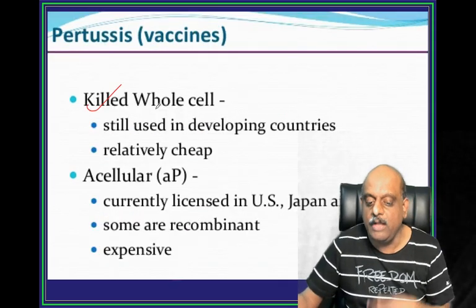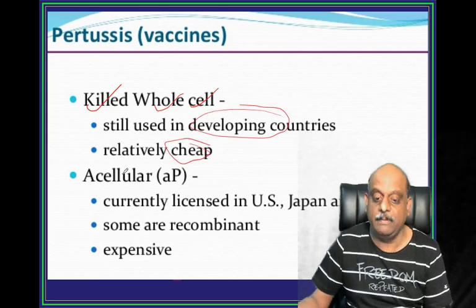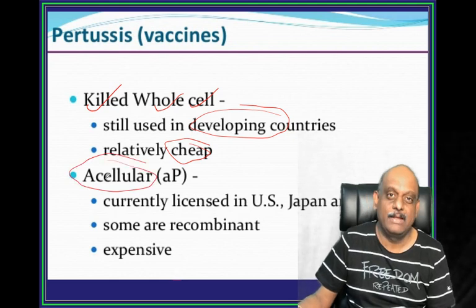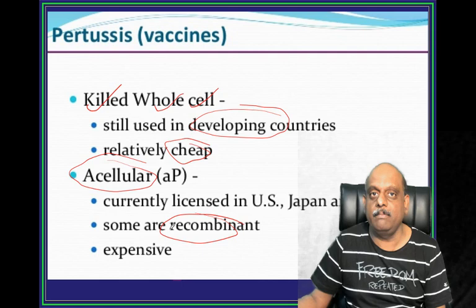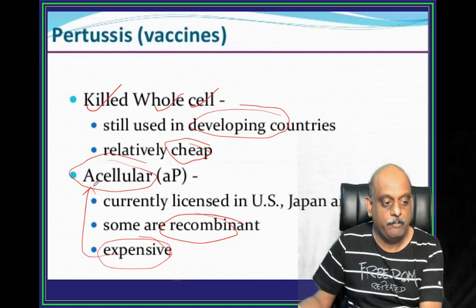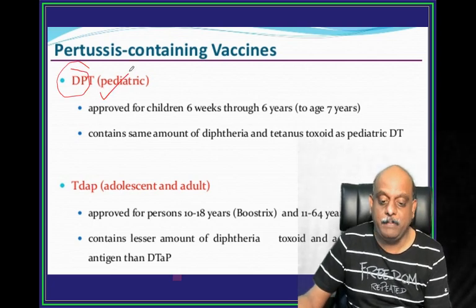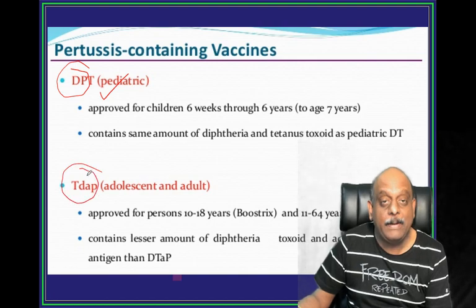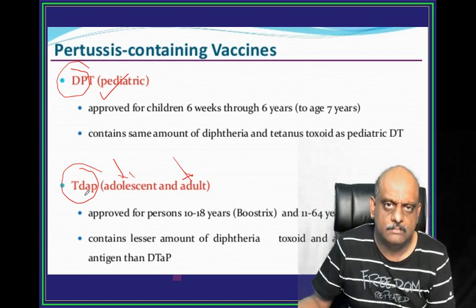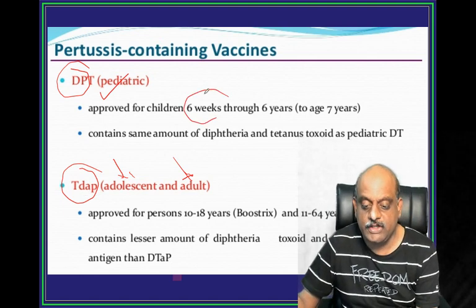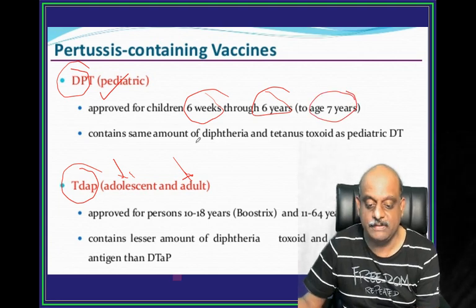So you have a killed whole cell, still used in developing countries, relatively cheap. Then acellular and even recombinant. Only thing is, it is a little expensive for the pocket. So DPT is pediatric, TDAP is adolescent and adult. DPT, what is the age group approved? 6 weeks through 6 years, up to the age of 7 years.